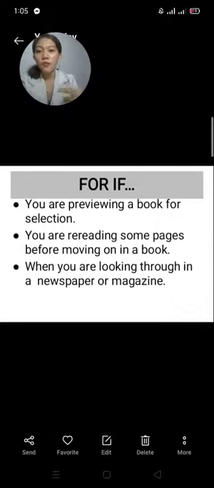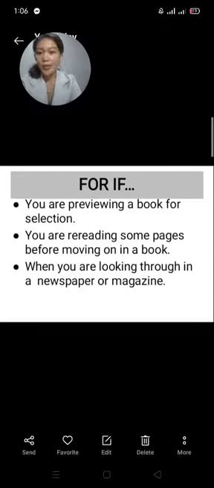Means if you want a book that is all about one-sided love, right? If you want that genre, go. Or you are rereading some pages before moving on in a book. For example, you forgot what page you are on. So by reviewing it, you will say that I'm finished with this, so I'll move on to the next page because I'm done with this one.